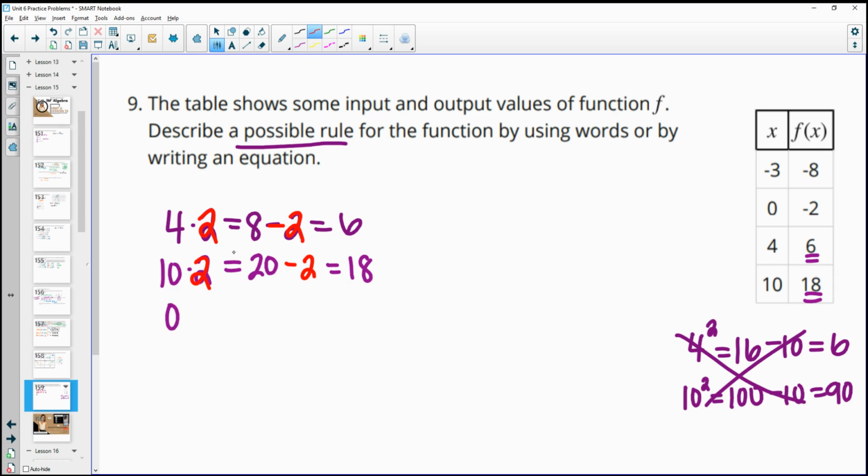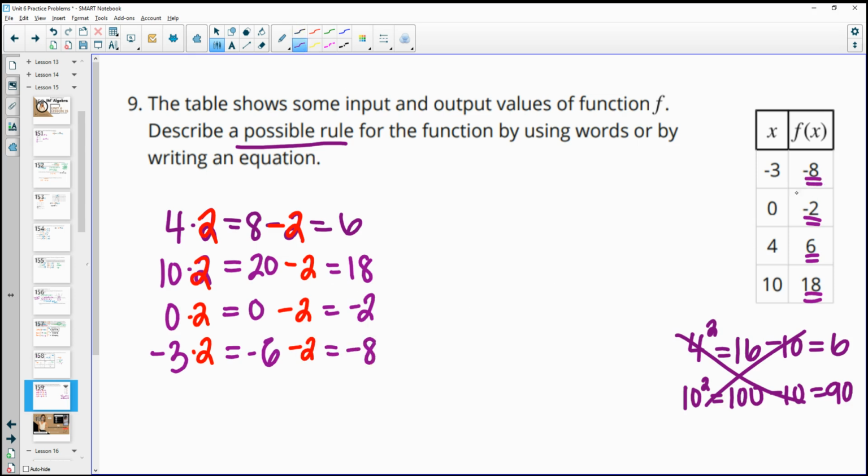So 0 times 2 is 0. And then if we subtract 2 again, we end up with negative 2, which worked out. So we can try it with negative 3. So negative 3 times 2 gives us negative 6. And then negative 6 minus 2 gives us negative 8, which is what we have here. So you can write that out in words. We could just say we need to multiply x by 2, then subtract 2.